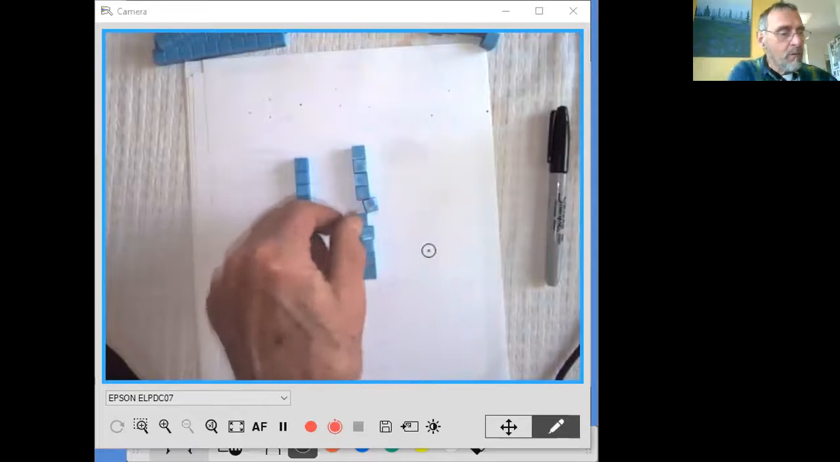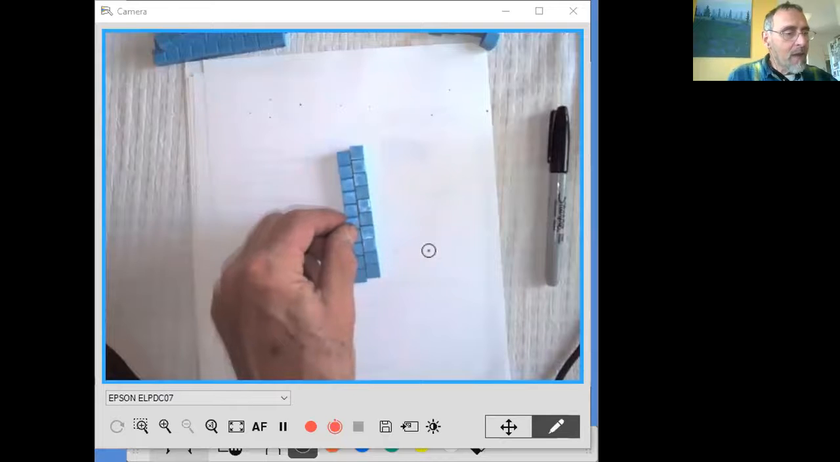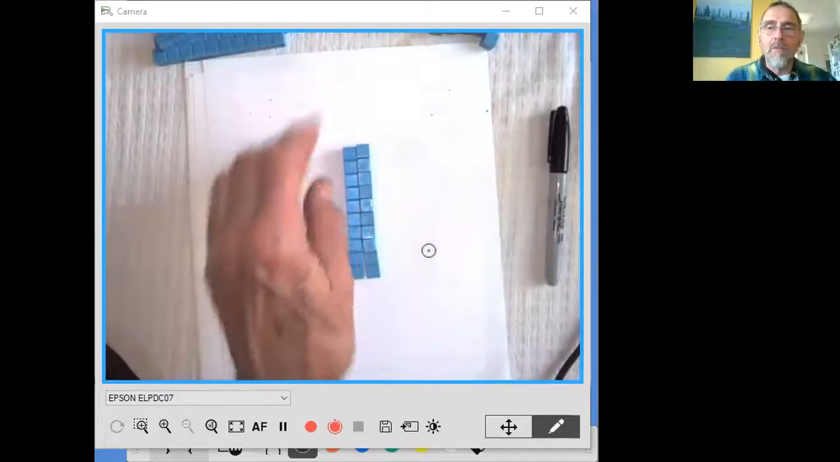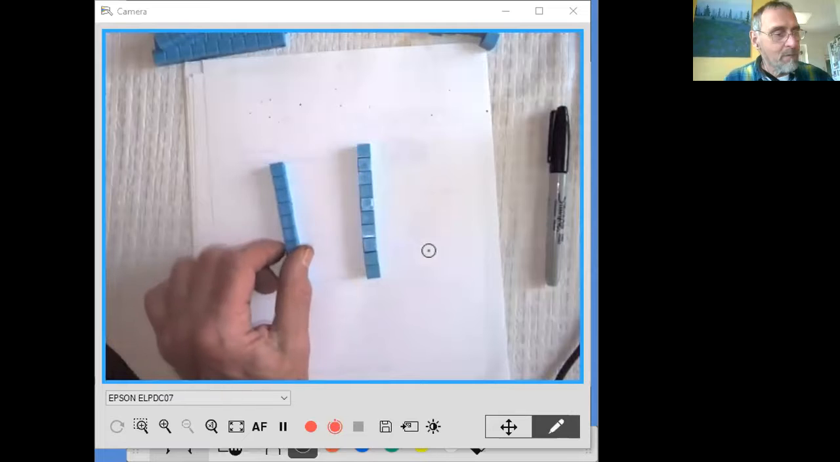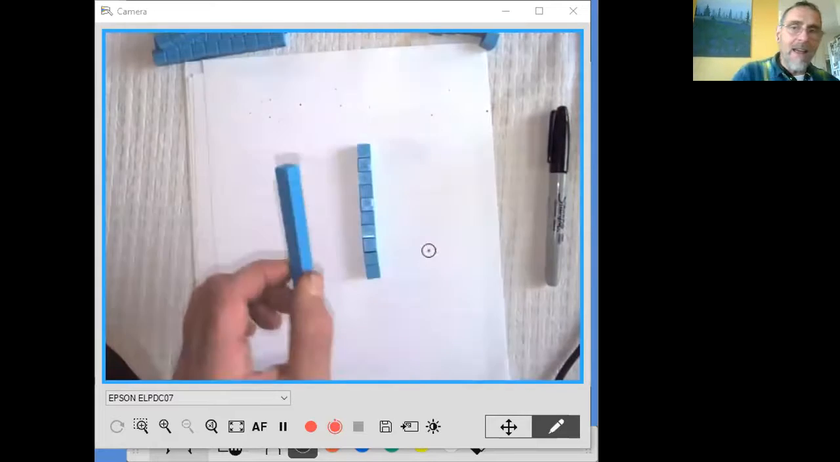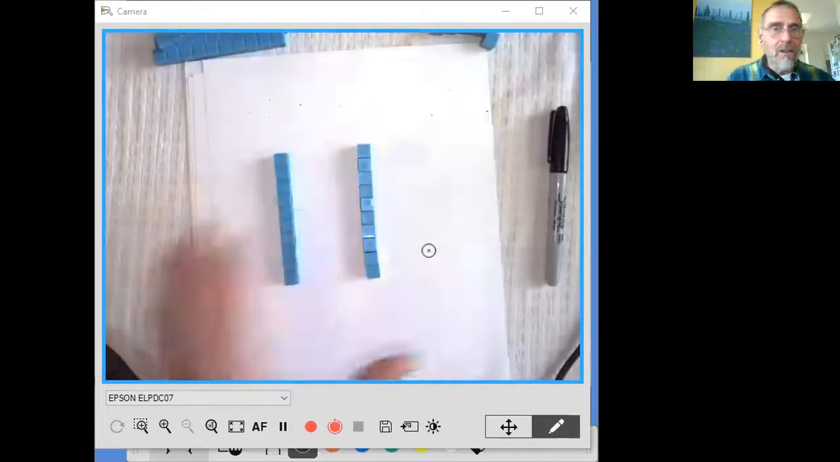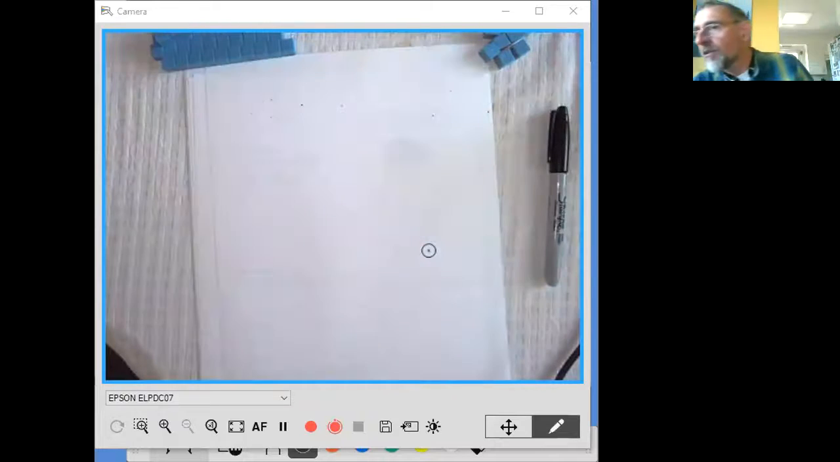These are ones, but when I get to a 10, I can put them all together and they become a 10 all by themselves. So 10 ones becomes one group of 10. And I can build any number that I want out of these 10 sticks and these ones. So we're going to go ahead and get started. I have a little problem we're going to work on first.